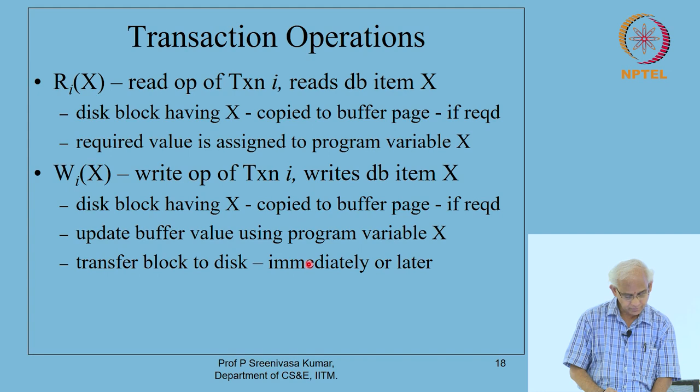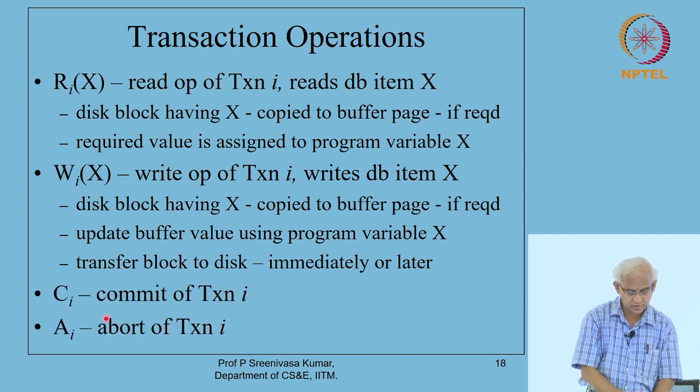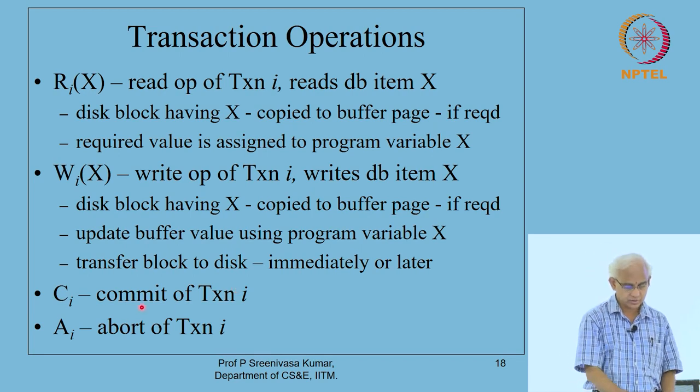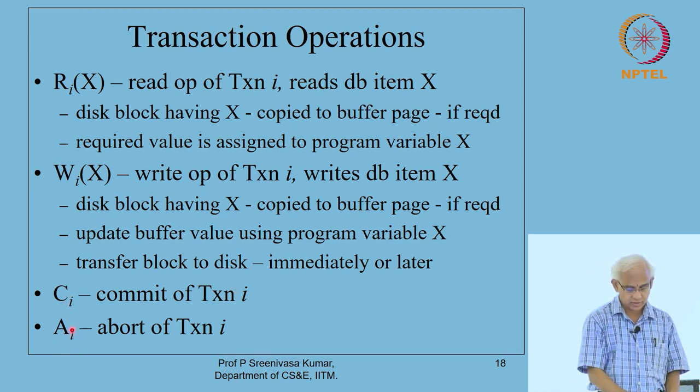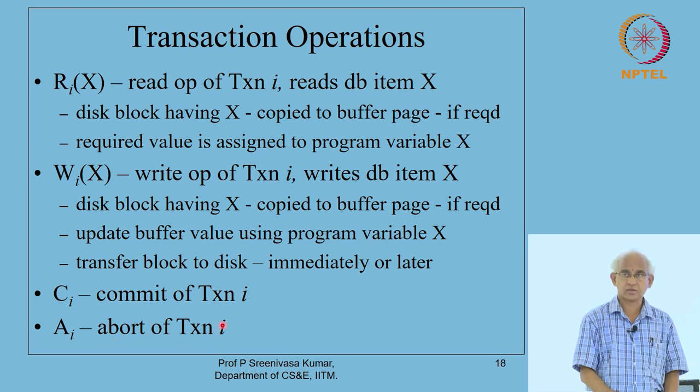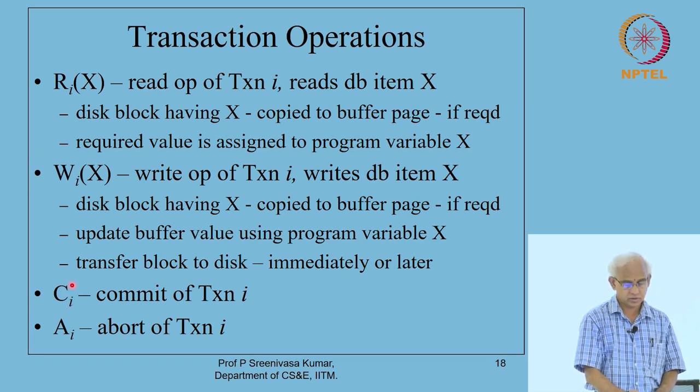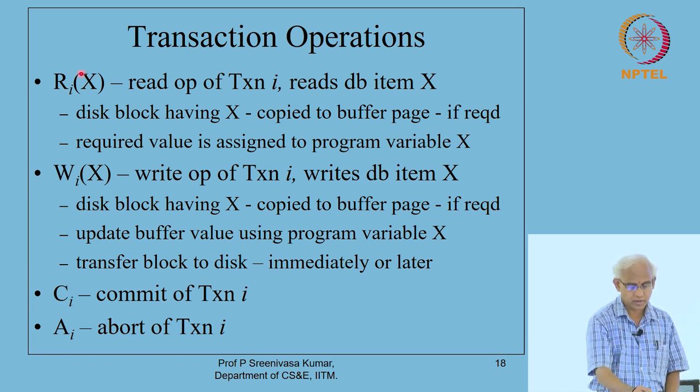And then we have C of I to say the transaction wants to commit, and A of I to indicate that a transaction wants to abort. These are the transaction operations, and we just thought of them as read, write, commit, abort in the earlier lecture, but now we are giving more detail to that. The transaction number comes as the subscript and the item that is being read or written comes inside the brackets.